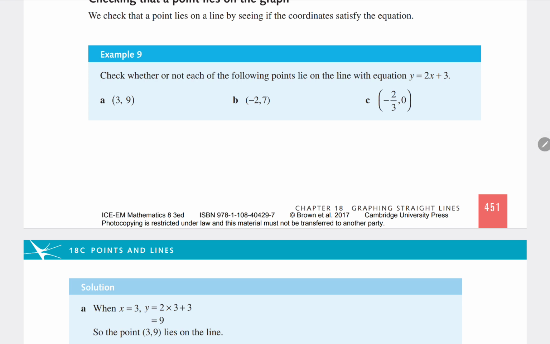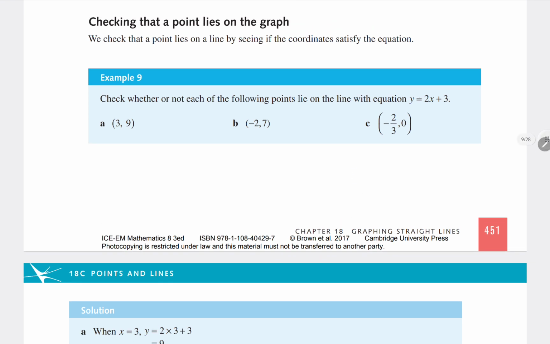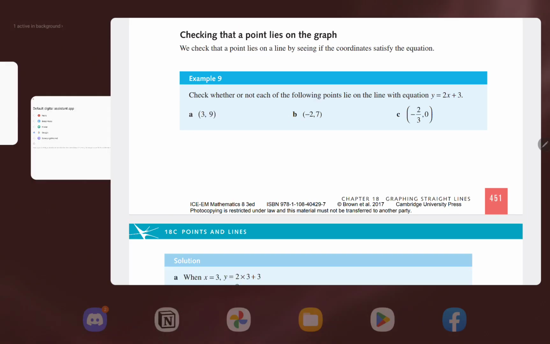Check whether or not each of the following points lie on the line. How would you check for them? I don't know. You don't know? Okay, alright, let's start here.